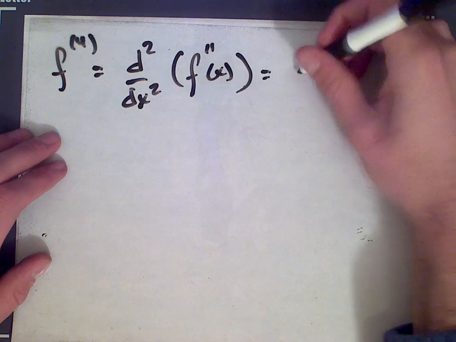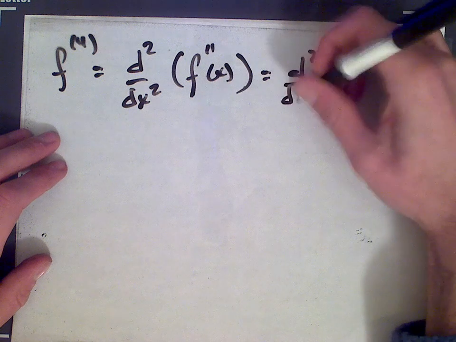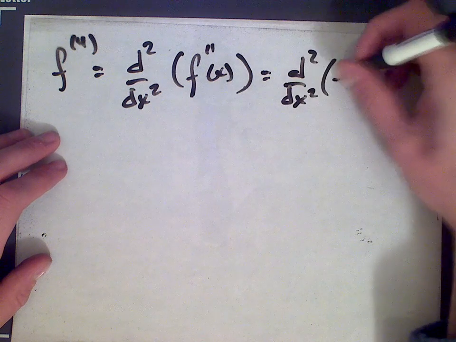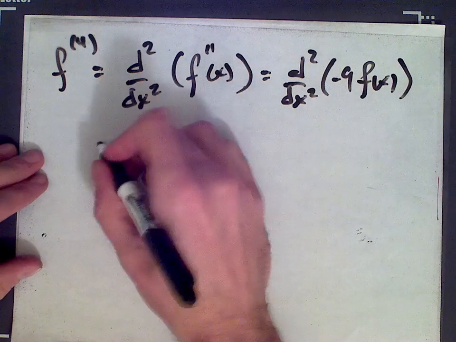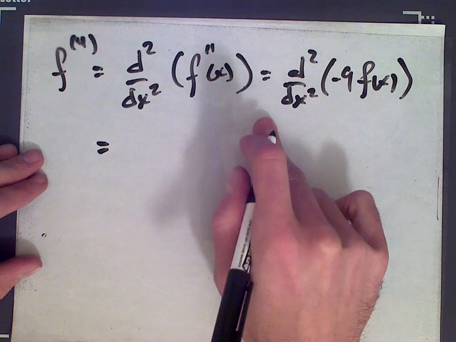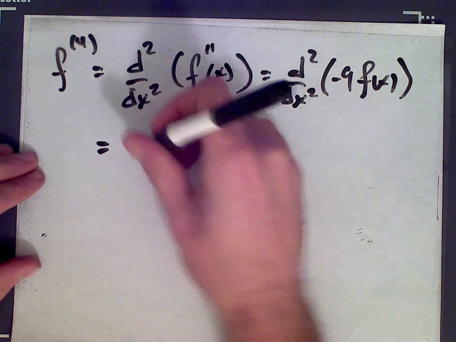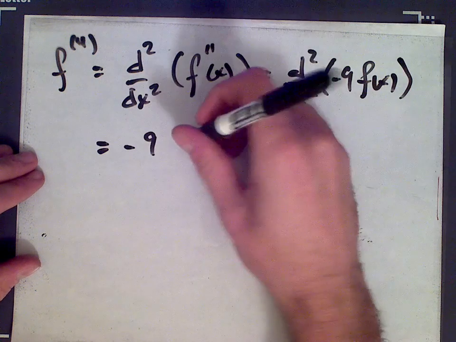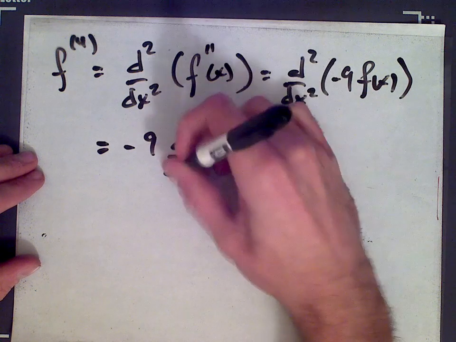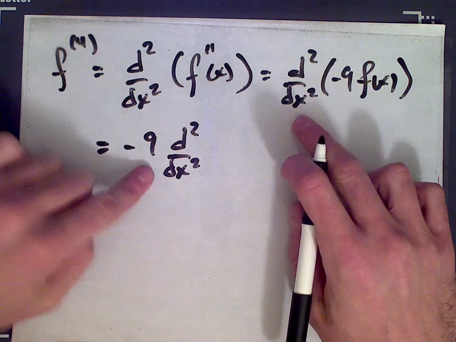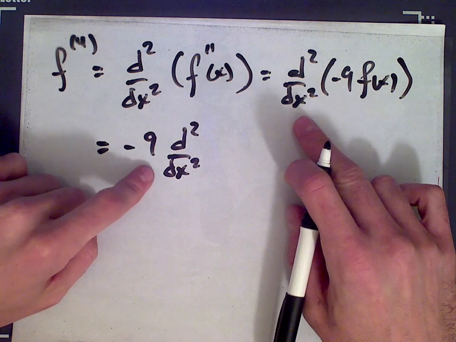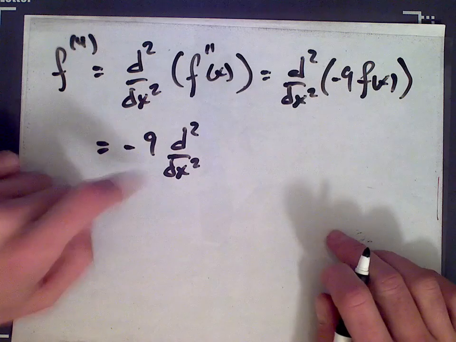We know the second derivative from what we just did is negative 9 times f of x. Now, negative 9 factors out of differentiating. So we have negative 9 times the second derivative. Okay, this notation, as you may know, just represents the second derivative, as does this double prime. They mean the same thing.